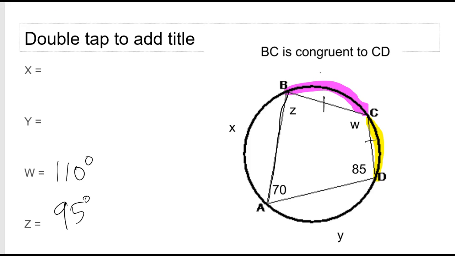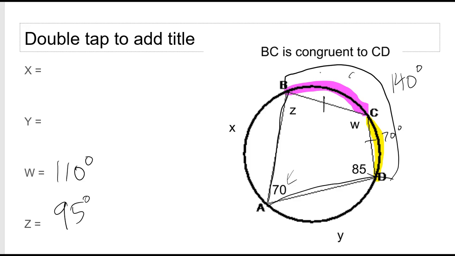70 has to go here and here. So you can see 70 is an inscribed angle. It goes to what I just drew. That means if this is 70, if you remember your inscribed angles, this has to be 140. And we know that because it's 70 times 2. So this whole thing is 140, and the yellow is congruent to the purple, and they have to be the same number. That means the yellow's 70 degrees, and the purple's 70 degrees. Pretty simple. All right, Z is now 95, and W is now 110.